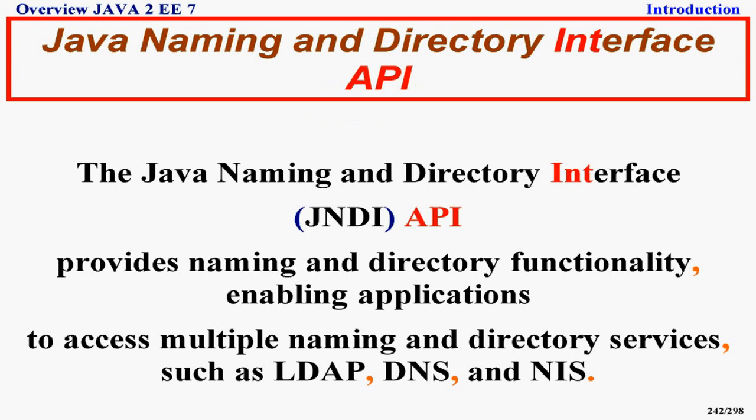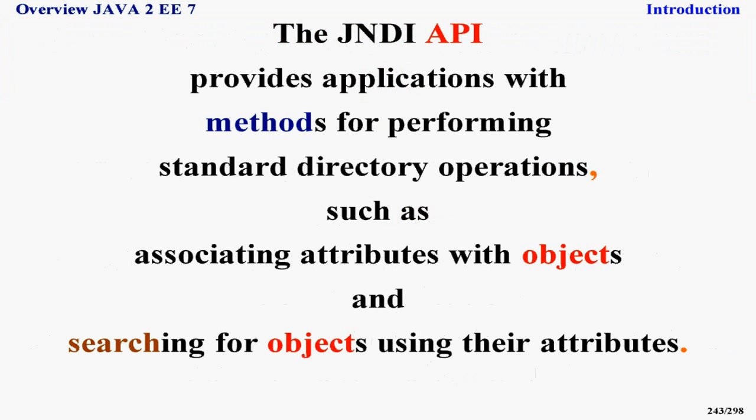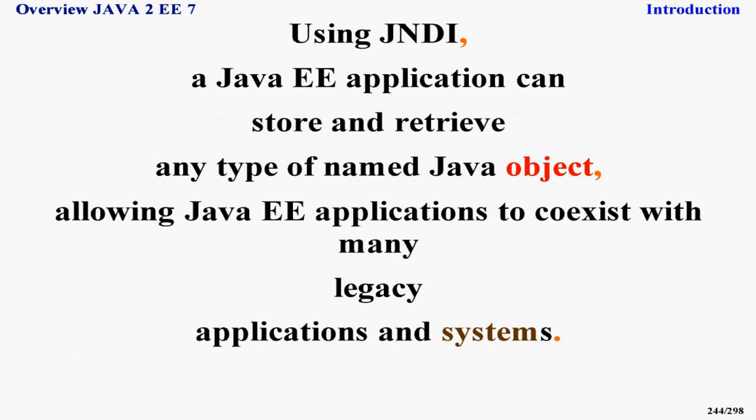The Java Naming and Directory Interface (JNDI) API provides naming and directory functionality, enabling applications to access multiple naming and directory services, such as LDAP, DNS, and NIS. The JNDI API provides applications with methods for performing standard directory operations, such as associating attributes with objects and searching for objects using their attributes. Using JNDI, a Java EE application can store and retrieve any type of named Java object, allowing Java EE applications to coexist with many legacy applications and systems.